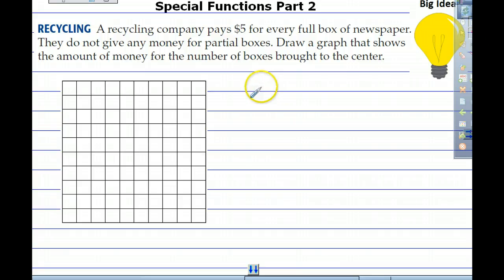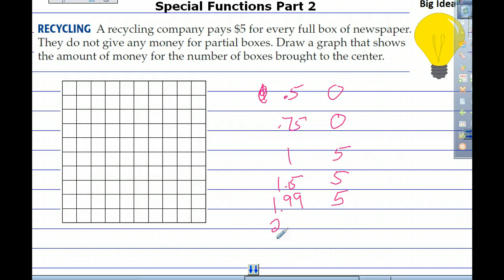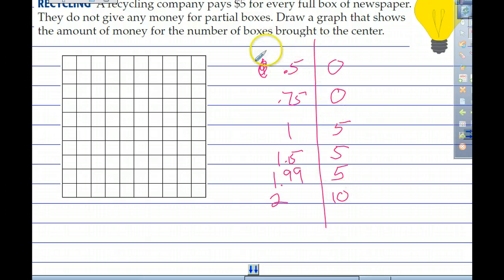So let's think about this. Let's actually start with this. For 0.5, how much do you get for half a box? Nothing. 0.75, how much do you get for that? 0. 1 box, we get 5. 1.5 boxes, you get 5. You still get $5, you got 1 full box. And then finally, like a 1.99, how much do you get? 5. So 5. 2, and we get 10. So we're just making a T-chart, right? That's what we're doing. Good way to start, right?